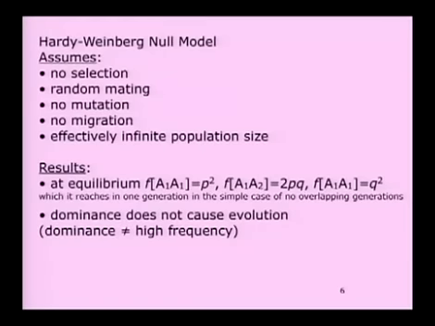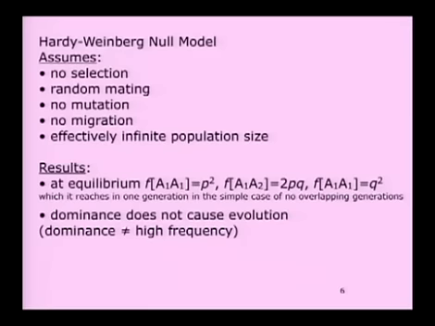Okay, so what is this Hardy-Weinberg thing all about? So Hardy-Weinberg is like a null model. It's what would be happening if there were no selection, no assortative or disassortative mating, that is, individuals mate with one another at random in the population, no mutation, no migration, that is, no immigration or emigration, and no gene flow, and the population size is effectively infinite. Those 5 things are considered the only forces of microevolution.